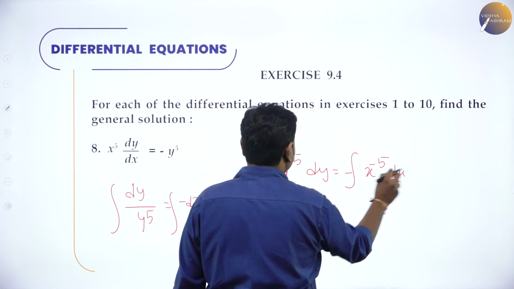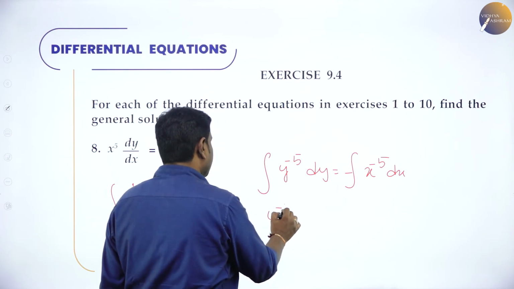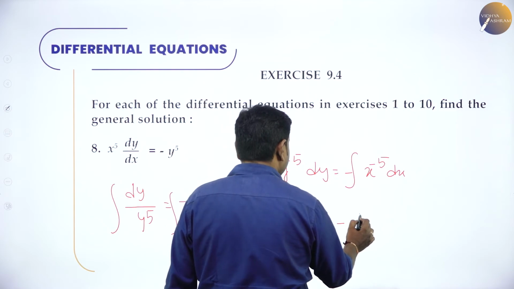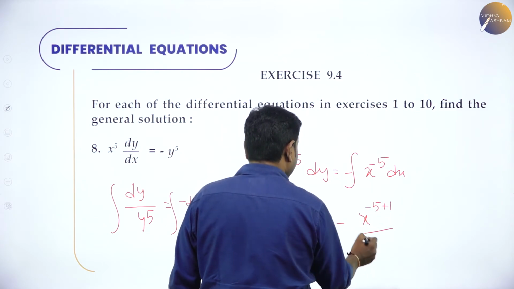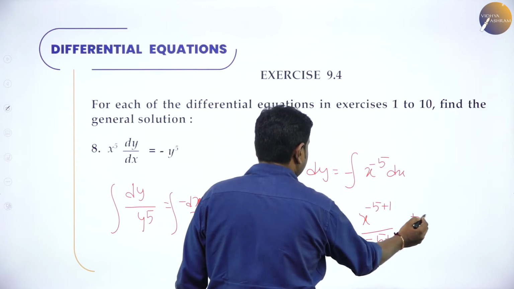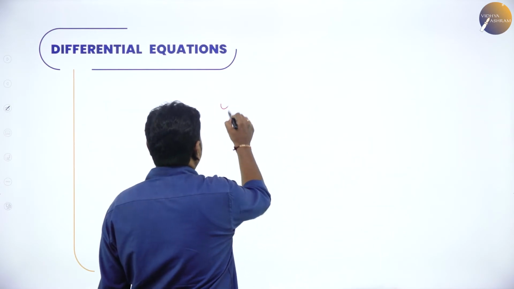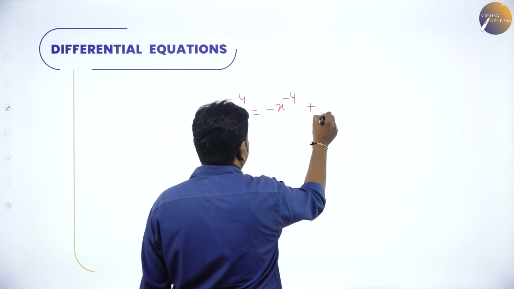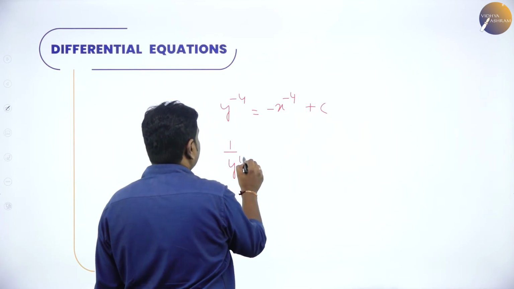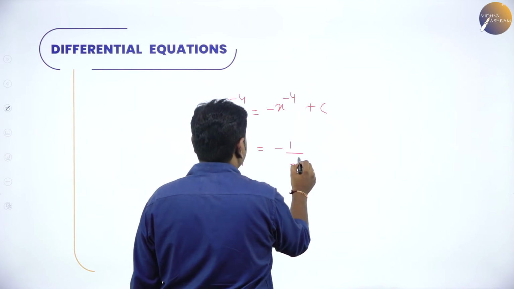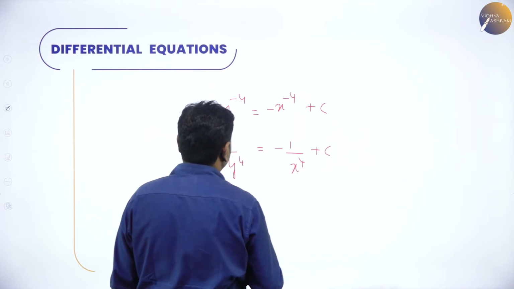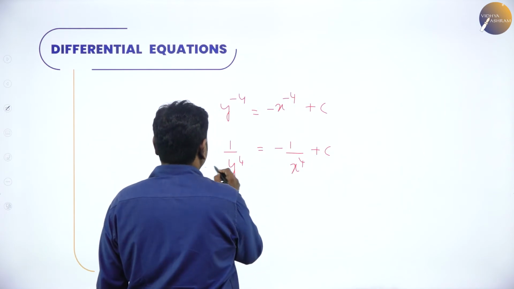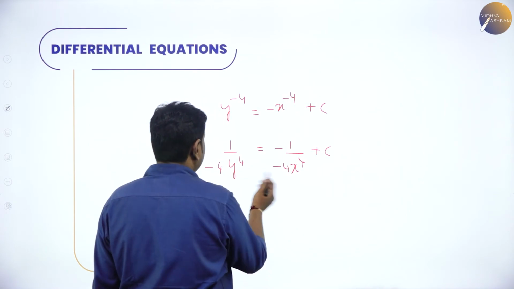Minus I'll write outside. So now y power minus 5 is y power minus 5 plus 1 by minus 5 plus 1, minus x power minus 5 plus 1 by minus 5 plus 1 plus some constant, that is y power minus 4 is equal to x power minus 4, minus of plus constant, or 1 by y power 4 is equal to minus 1 by x power 4 plus constant, and this is divided by minus 4, multiply by minus 4.